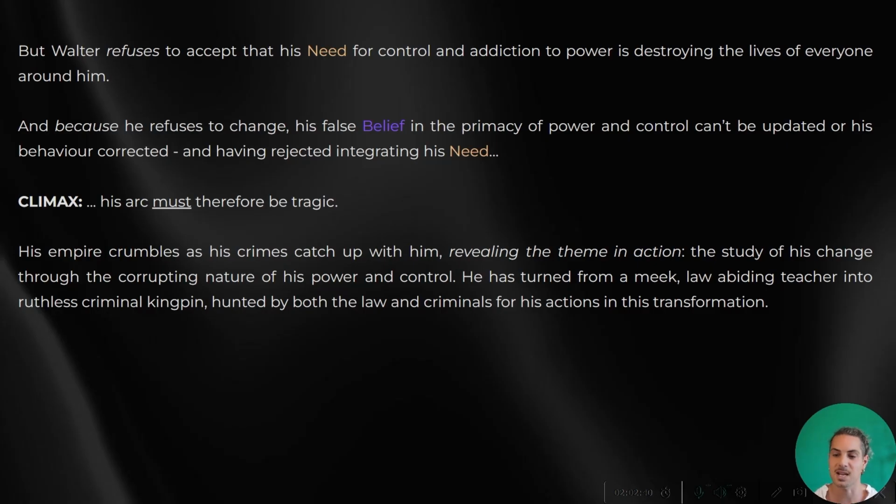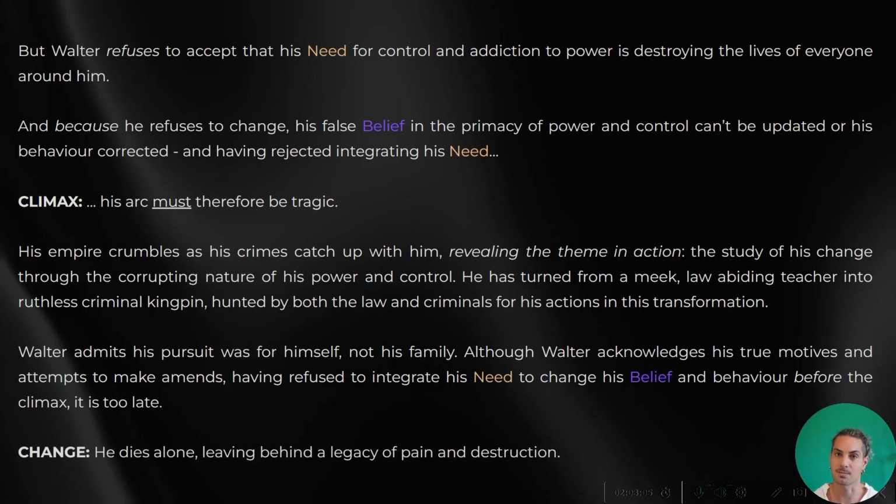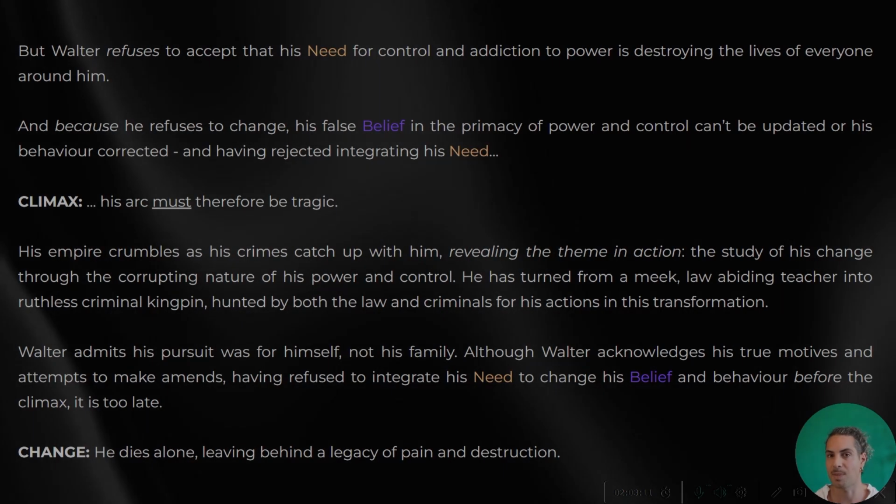He has turned from a meek, law-abiding teacher into a ruthless criminal kingpin, hunted by both the law and criminals for his actions in this transformation. Walter admits this pursuit was ultimately for himself and not his family, and although he acknowledges his true motives and attempts to make amends, having refused to integrate his need to change his belief and behavior before the climax, it's ultimately too late. So the change happens, cementing the permanent resolution when he dies alone, leaving behind a legacy of pain and destruction. We have now established what makes characters and stories captivate, resonate, and endure.